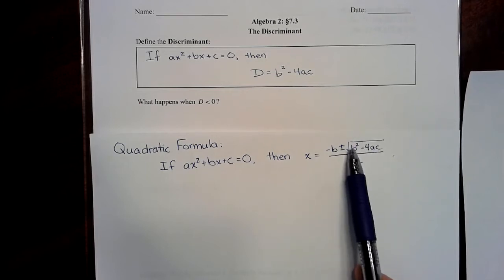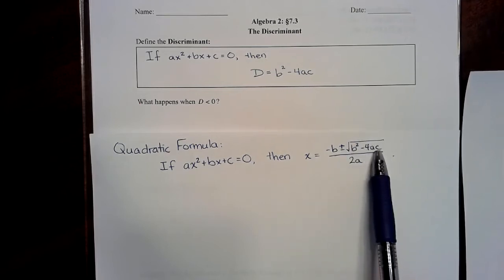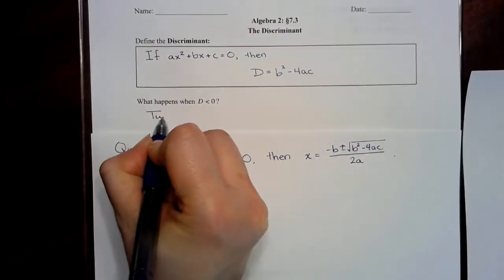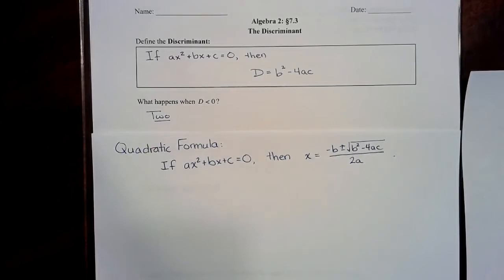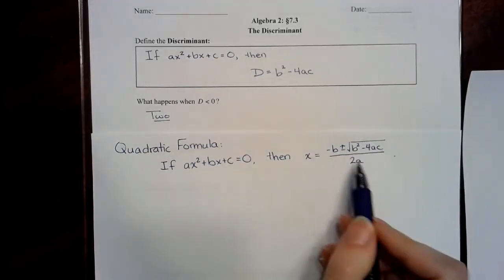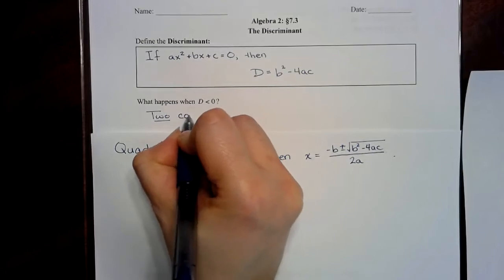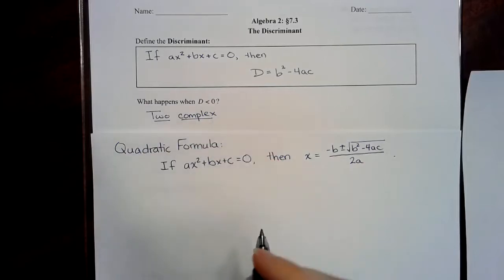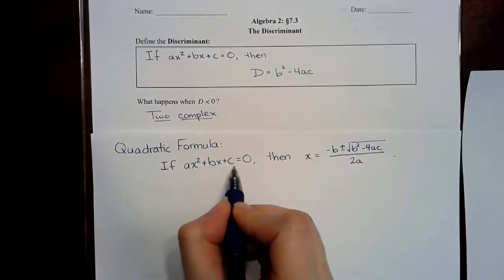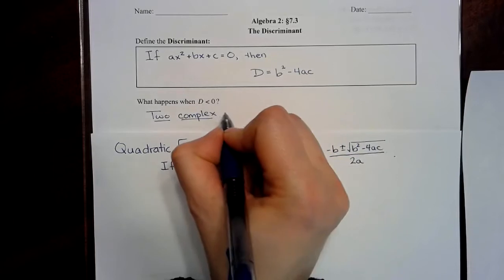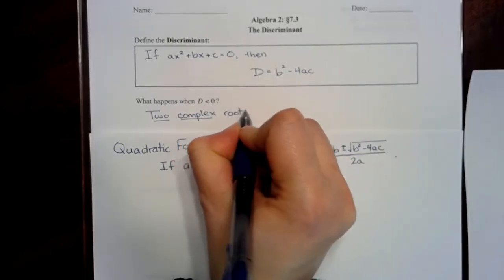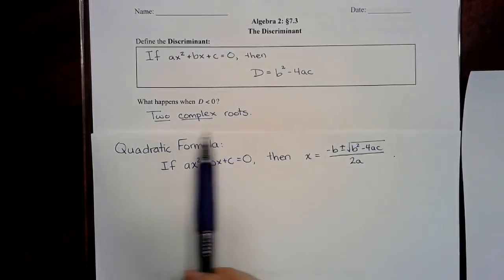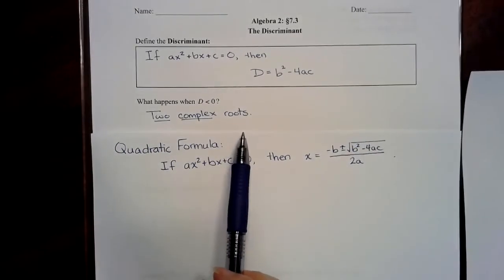We're going to get some quantity with i for this square root, and we're going to add it and subtract it. So we're going to get two answers, and they're going to include an imaginary number as part of them. So they will be complex numbers, not real. When we solve an equation where one side equals 0, the answers are called roots. So when our discriminant is negative, that tells us we're going to get two complex roots.